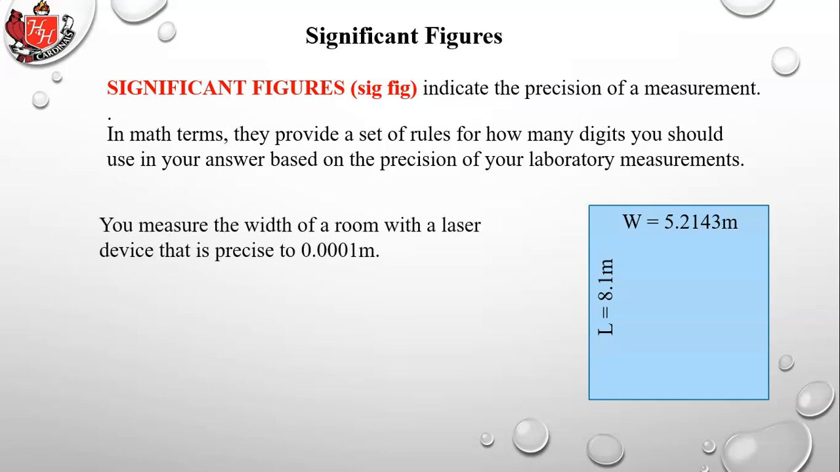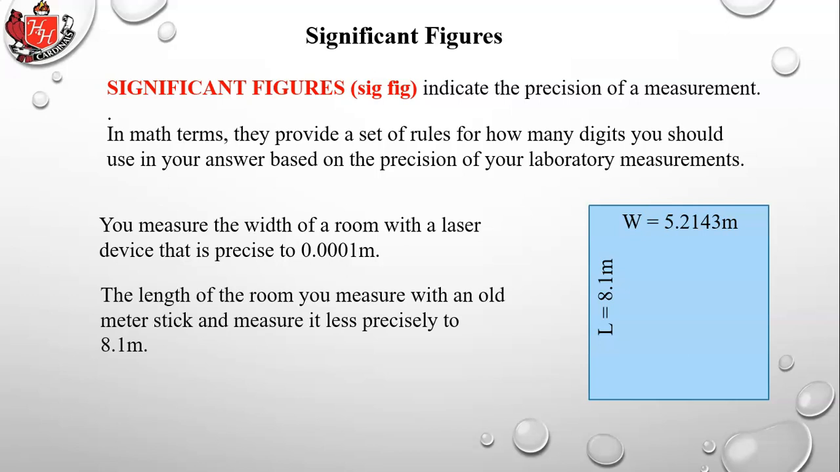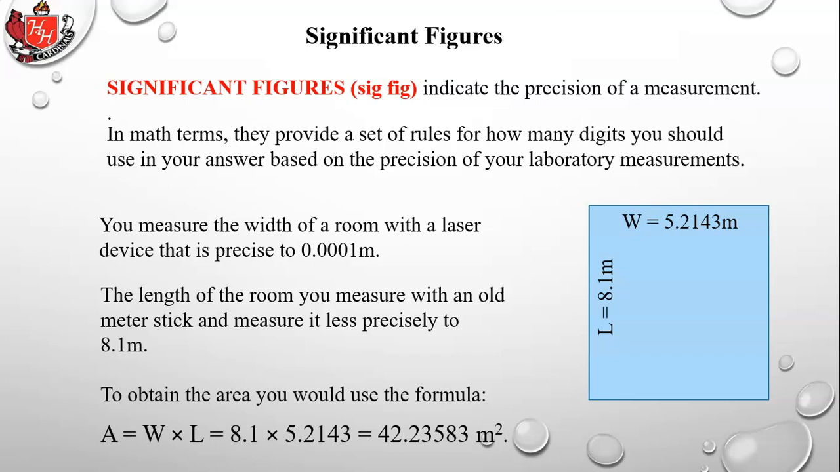Let's say you measured the dimensions of a room. You measure the width of the room with a laser device that's precise to 1/10,000th of a meter. So that's the 5.2143 that you see there in the blue box. The length of the room you measure with an old meter stick, much less precisely, so you only measure that to 8.1 meters. To obtain the area, the formula is width times length, so you would multiply those two numbers together. What you would come out with on your calculator would be 42.23583 square meters for the area of that room.